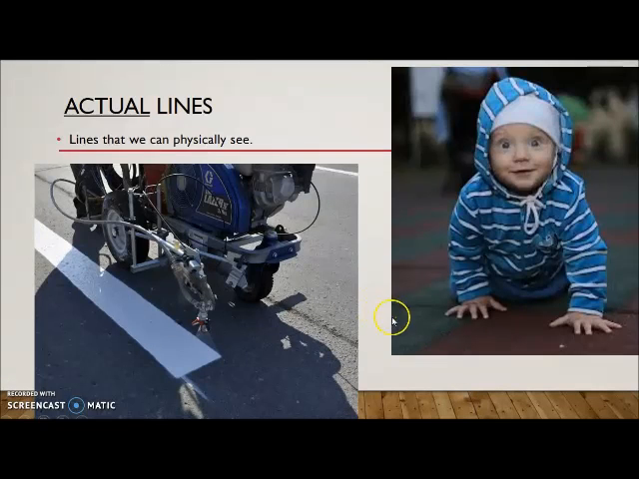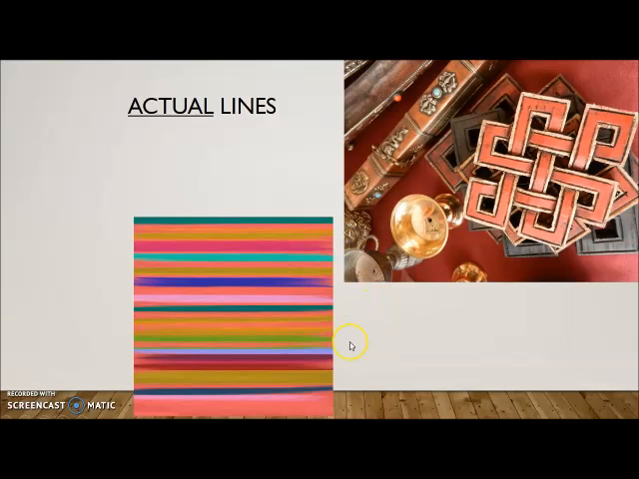Actual lines are lines we can physically see, like the pavement lines on the roads, or the prints of lines on clothing. In art, actual lines are lines that are painted, like the picture here, or carved, like the infinity knot made of wood in this image here.